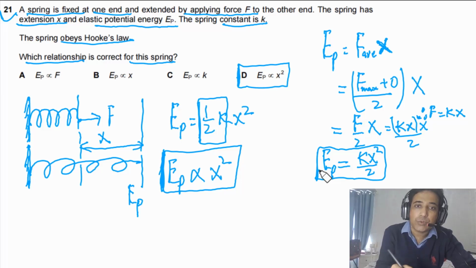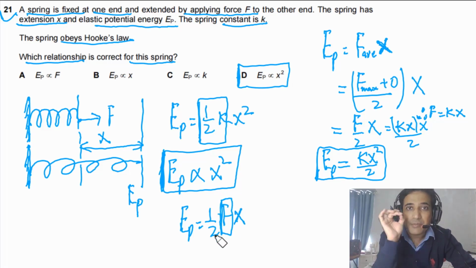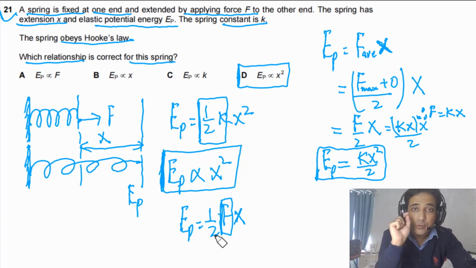Most of the time, students understand this formula as EP is equal to 1/2 Fx, but they don't exactly understand the meaning of this force. This is the maximum force. So F is representing the maximum force on the spring. When we extend the spring, force is not constant. So F is the maximum force.